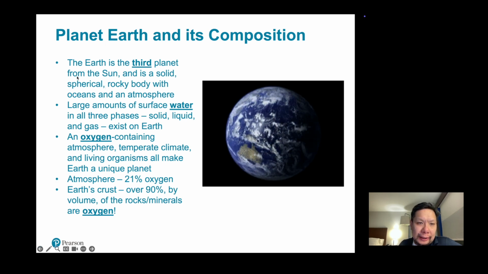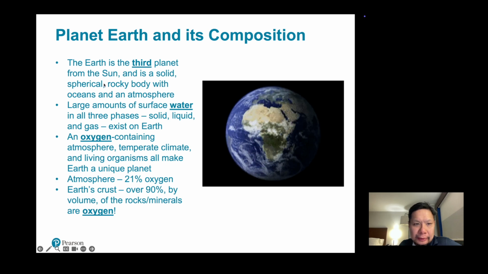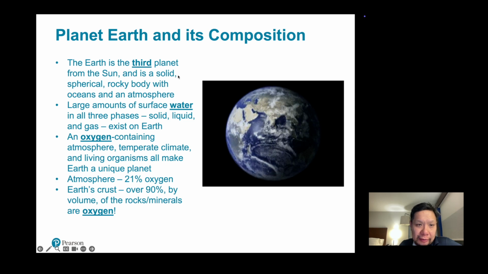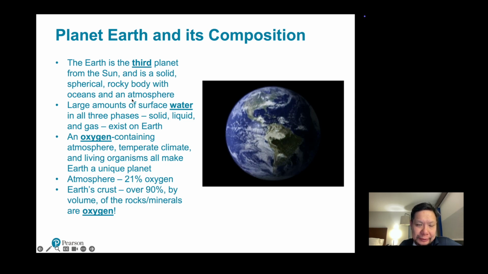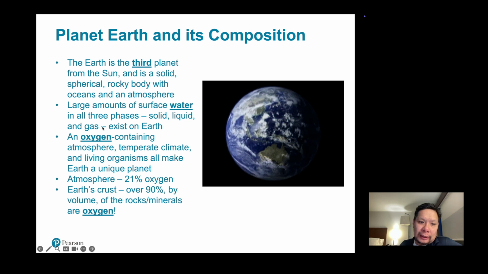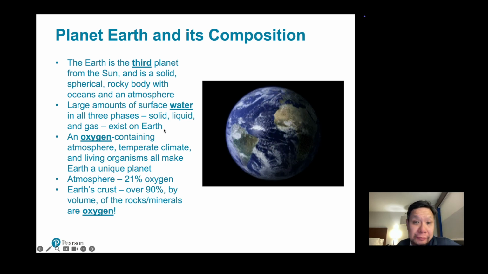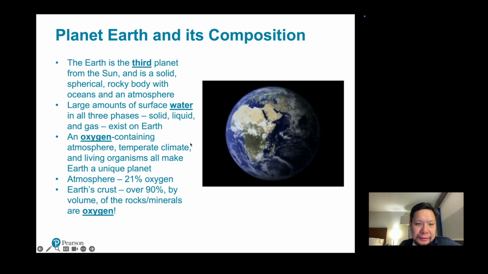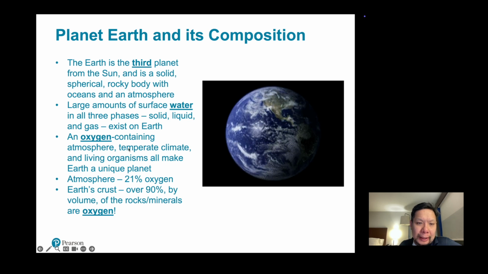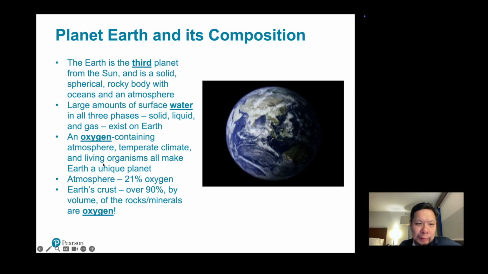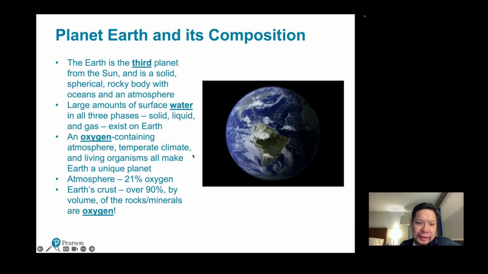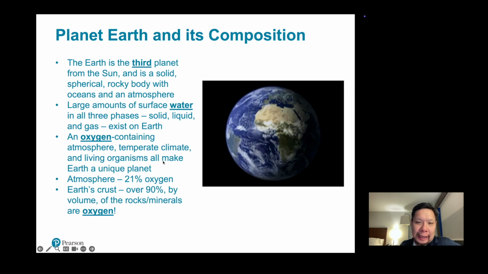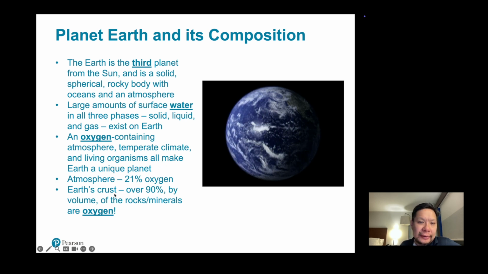So the planet Earth, we're going to start out with Earth because that's our planet. It's the third planet from the sun, right? It's a solid, rocky body with oceans and an atmosphere. Most of the surface of the Earth is liquid water, which is good for us because we need that to survive. The oxygen-containing atmosphere helps us breathe, and then we have a very temperate climate. Most of our planet, organisms can survive. It makes our planet unique because none of the other planets have the atmosphere that is required for life, right?